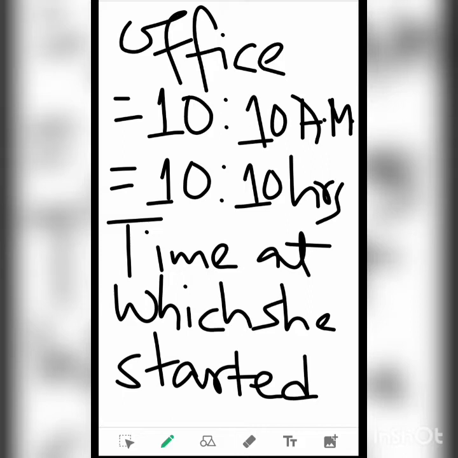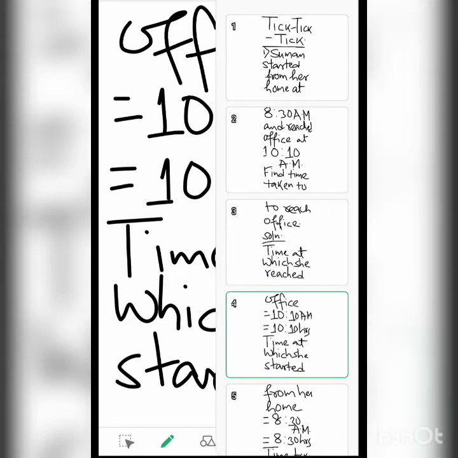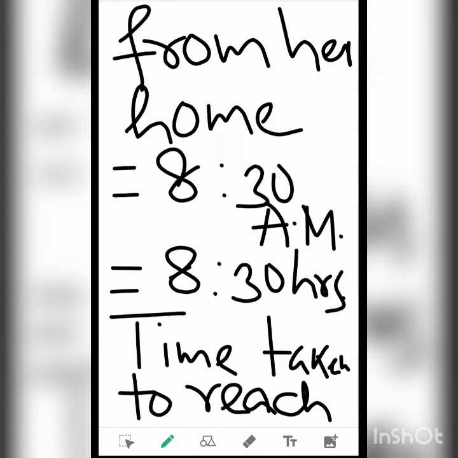Now convert it into 24-hour format. You get 10:10 hours. Next, time at which she started. So this part you have to write: time at which she started from her home is equal to 8:30 a.m. Now again you try to convert it into 24-hour format for easier calculation. You will get 8:30 hours.